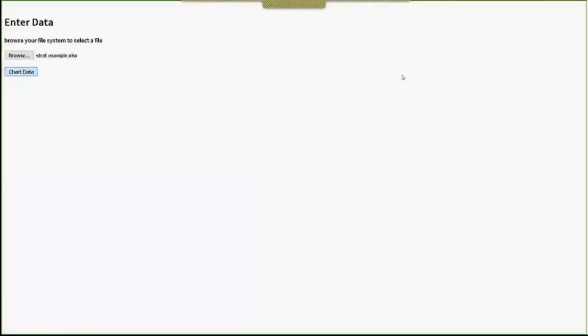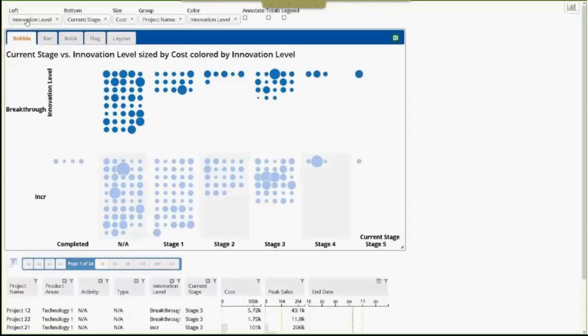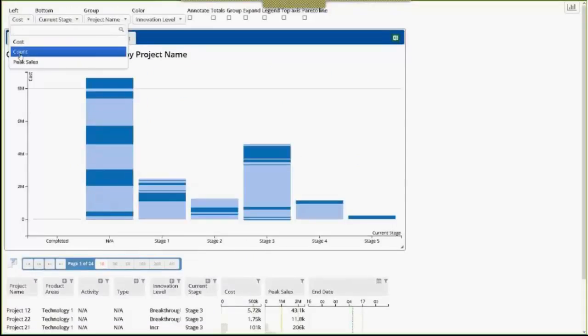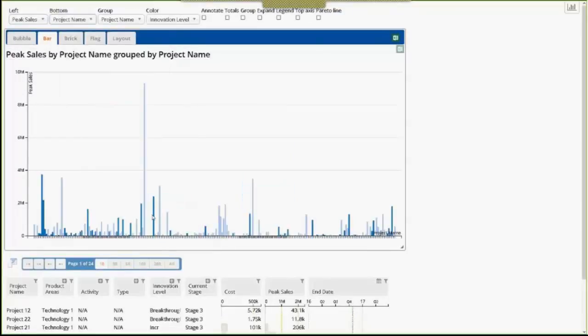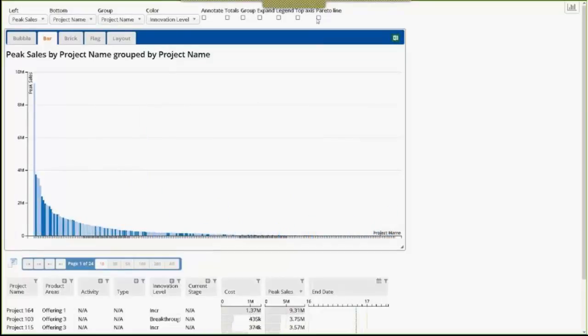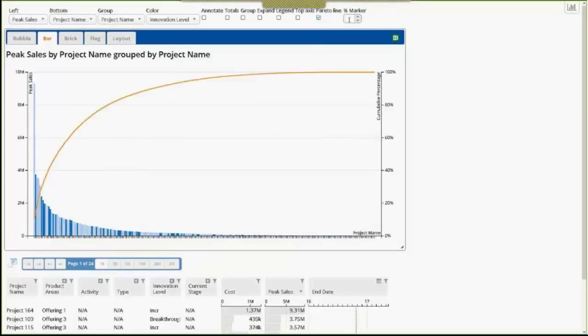And so the Pareto view I'm going to show you here is going to look at peak year sales on the y-axis. And on the x-axis, we're going to just look at our projects. We're going to sort this by peak year sales. We're going to add a Pareto line, and we're going to put this at the 80% level. So what we've done here is this line is showing us 80% of the value is subsumed by the projects here on the left. And yet this set of projects on the left that represents 80% of the value is only about 20% to 25% of the total project set.